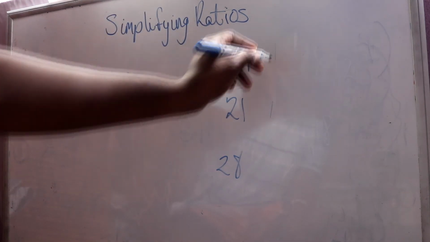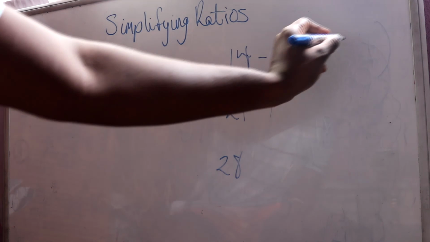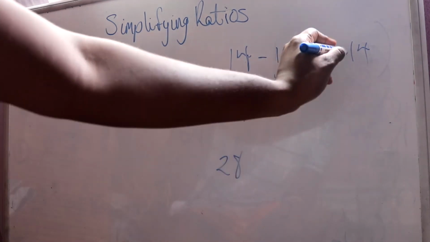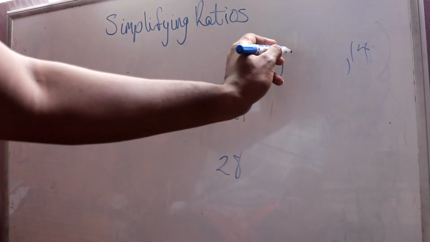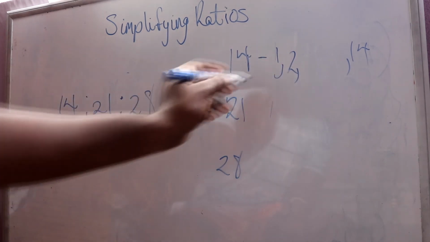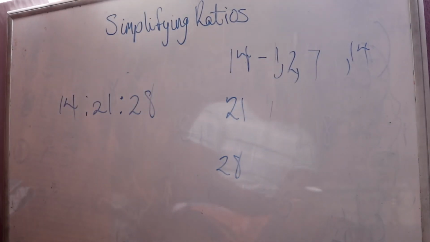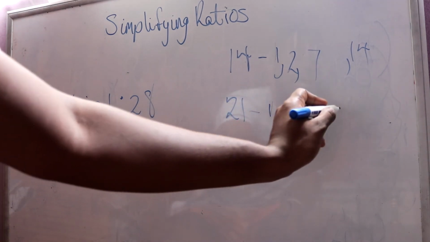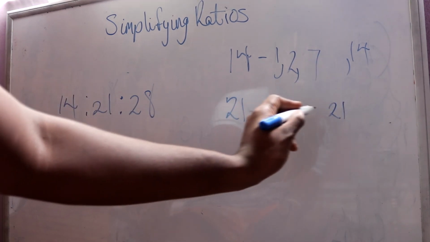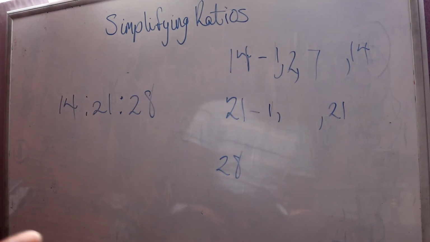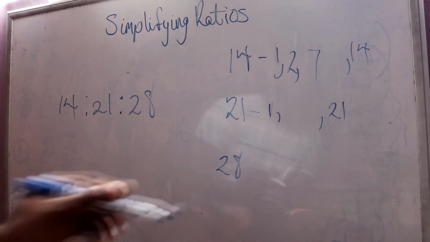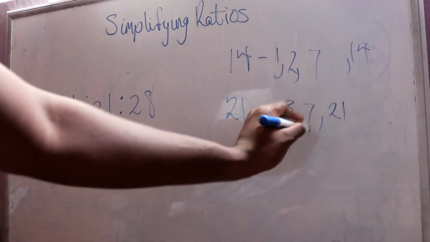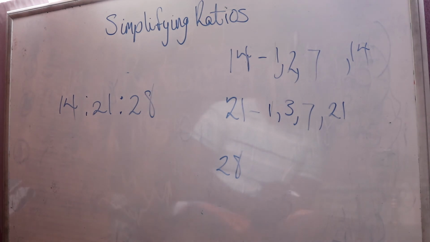So the factors of 14: 1 and 14 for sure. 14 is an even number, so we put a 2. 2 sevens are 14, and I believe those are the only factors. 1, 2, 7, and 14. For 21, 1 and 21. A lot of students find it difficult to find factors for 21, but just remember your 3 times tables. 3 sevens will give you 21, and that's it. 1, 3, 7, and 21.